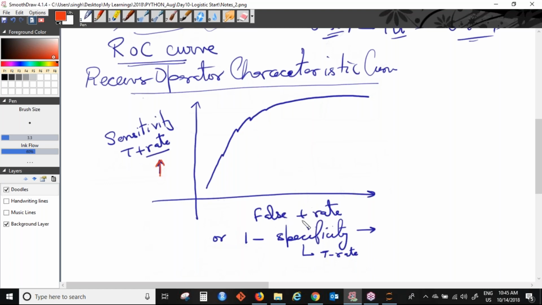And what is this? Is this good or is this bad? False positive rate. Yes, this is bad. So anything which starts with false is bad, and anything which starts with true is good. Always remember, okay? So this starts with false, meaning false positive. False positive means you are saying it's a positive, but actually it is false. So this is bad.